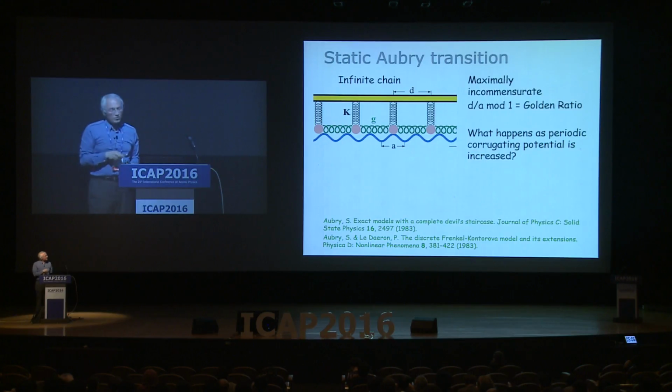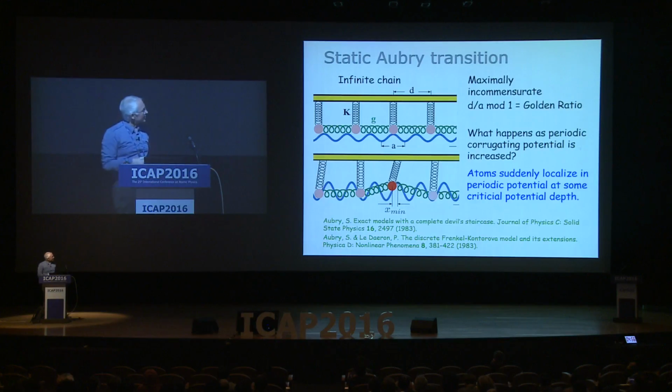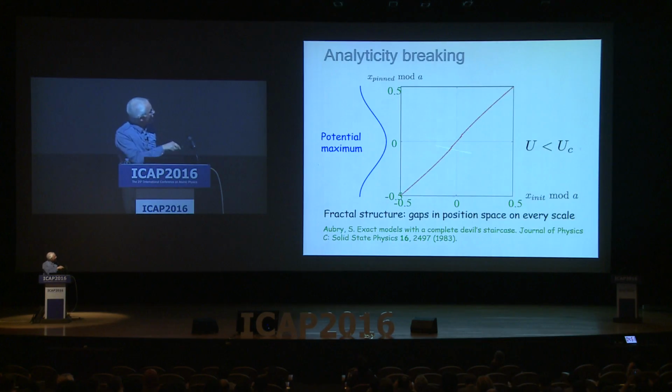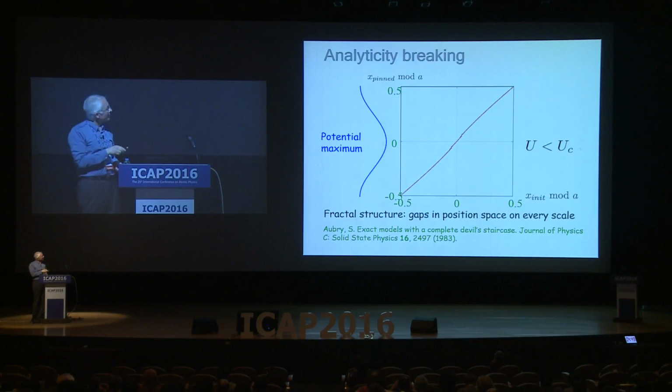However, what Aubry found is that as you increase the strength of this periodic potential, there's a sudden moment where all the particles localize in the new periodic potential. So they all suddenly localize at some critical potential depth. So let me show you a small animation for 100 particles.